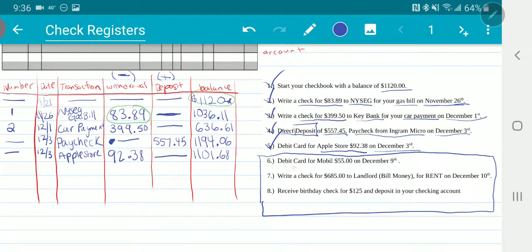First thing that's happening is you're using your debit card to pay Mobil, a gas station. So you're going to be paying $55 at a gas station on December 9th. Then you're going to write a check for $685 to your landlord, so you're paying your rent on December 10th. And last but not least, you're receiving a birthday check. This is a birthday check for $125 that you're going to deposit into your checking account, okay? So try and follow the process that we did with the first 5 steps. You're going to finish up 6, 7, and 8 by Thursday.